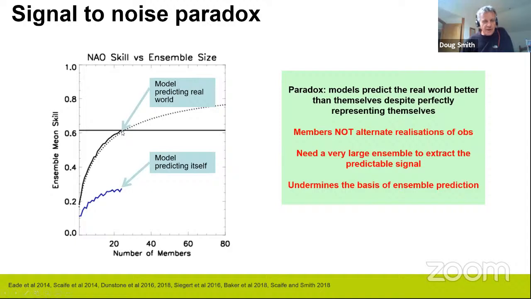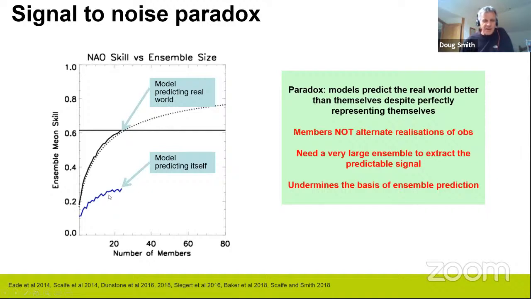And this is for seasonal forecasts of the NAO, but the story is similar for decadal forecasts. That's okay. We expect the correlation to increase as we add more members, since we're hammering out the noise. But what's not expected is this blue curve, and this blue curve shows what we get if we substitute the observations for an individual model simulation.